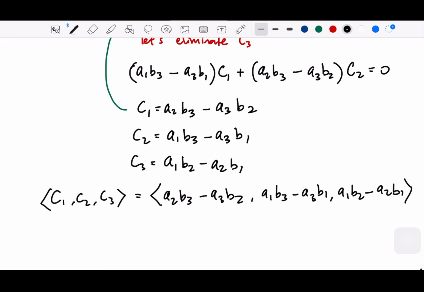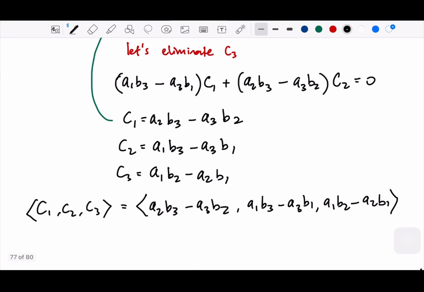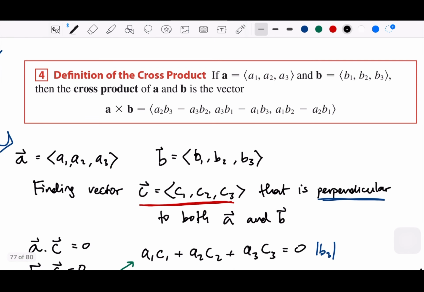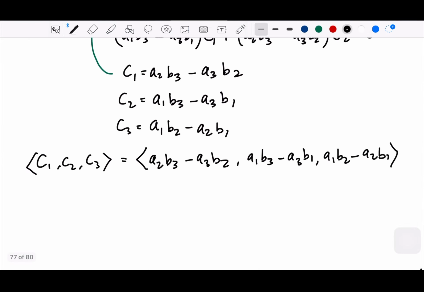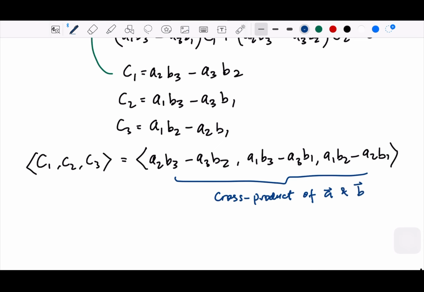Now we have this result, and that is what we call the cross product. We say that this will be the cross product of A and B.